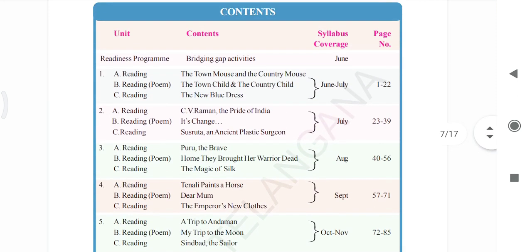Today we shall start with unit 1 as usual. Unit 1, reading A: The Town Mouse and the Country Mouse. It is a beautiful and entertaining story of two mice. We shall move on to the text.